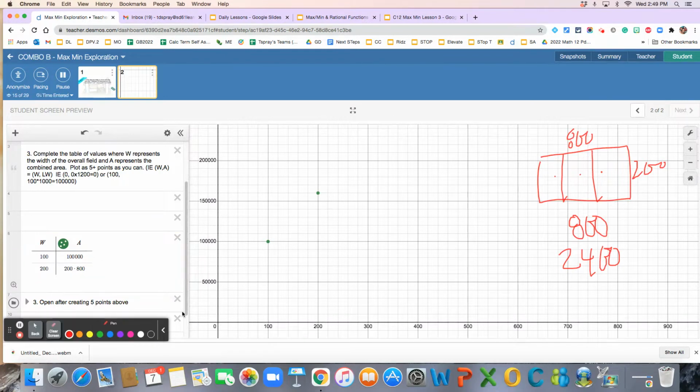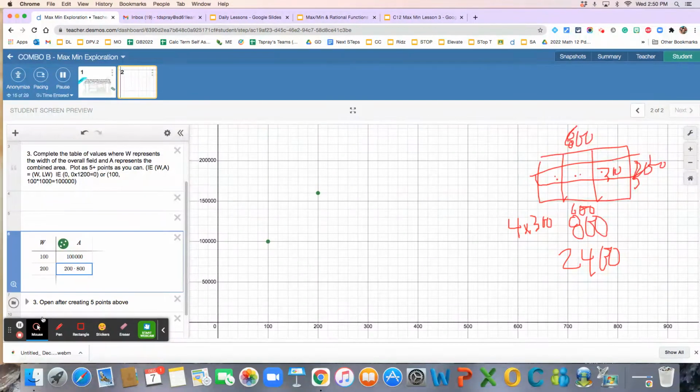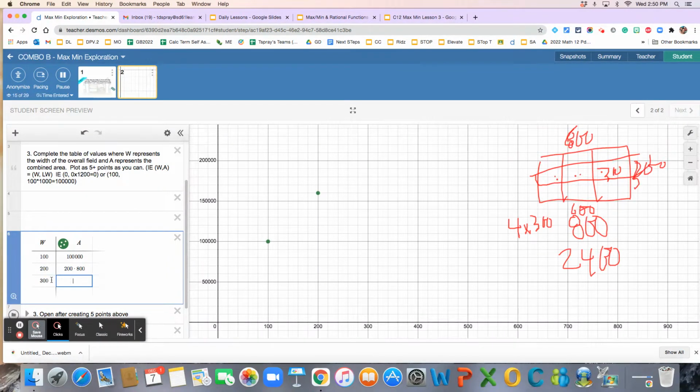Okay, let's try 300. We could test this value as well. So that's 300, 300, 300. So I have four 300s. I know this is getting a little bit messy, but if this is going to be 1,200 here, then that would have to be 600 and 600. I trust that you can test different values. So that's going to be 300 times 600. Oh, it was higher still.